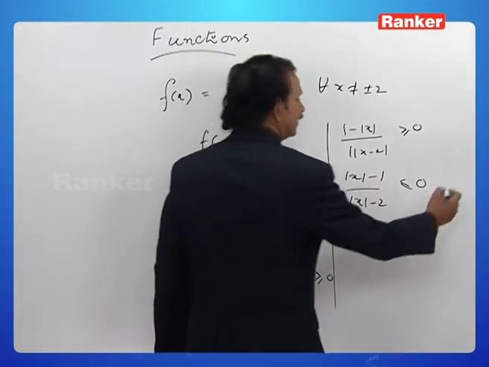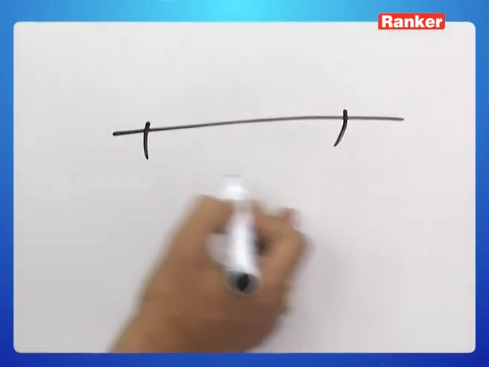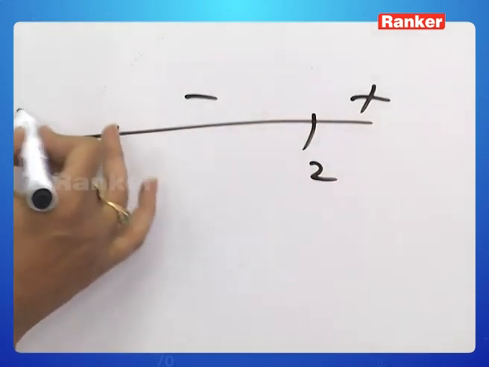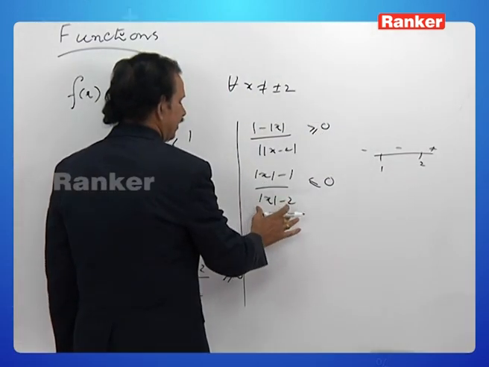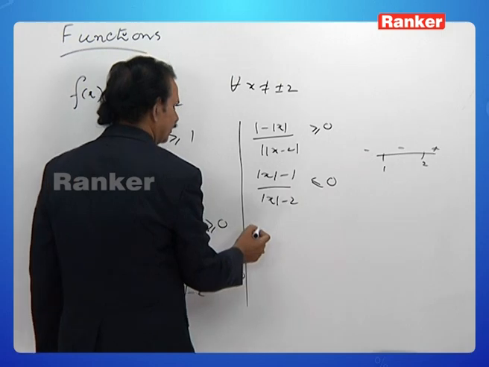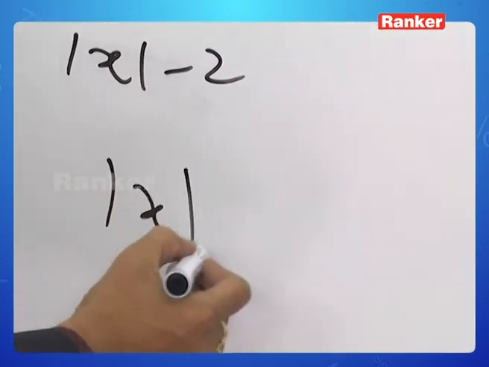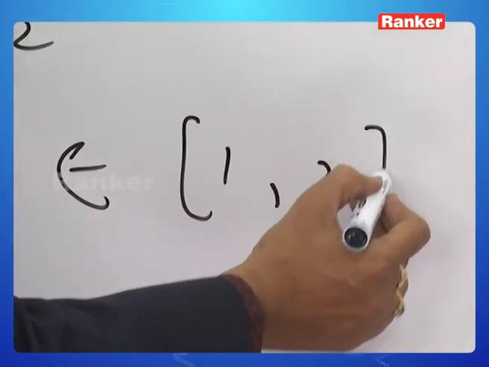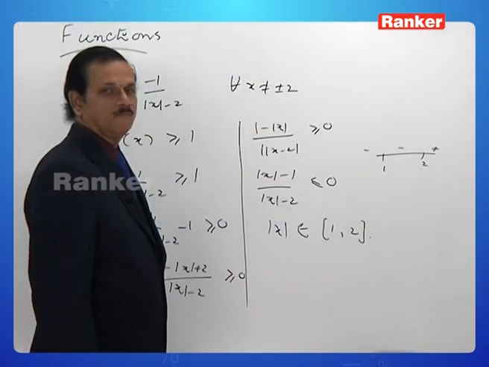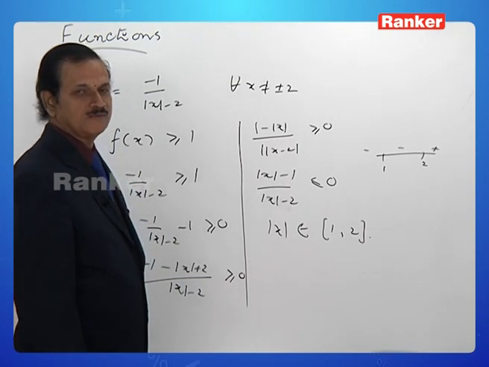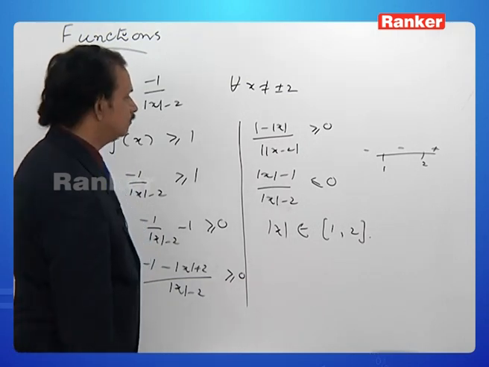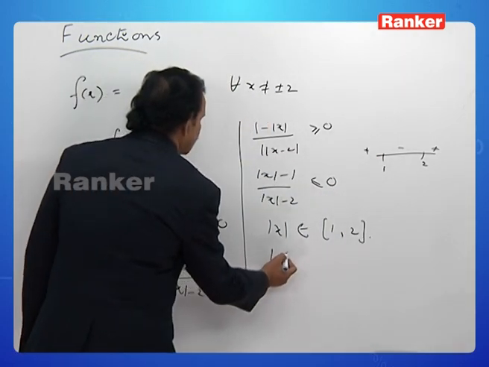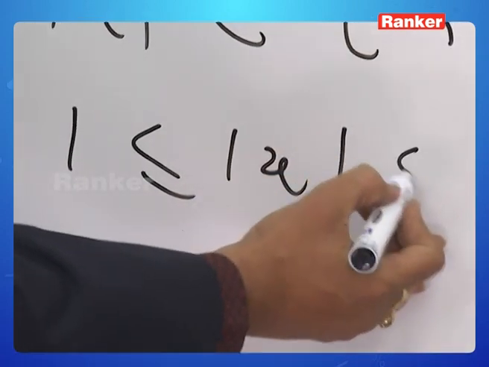By applying the general sign technique, we can easily notice that mod x minus 1 by mod x minus 2 is less than or equal to 0 if and only if mod x belongs to the closed interval 1 to 2. That is, 1 less than or equal to mod x less than or equal to 2.